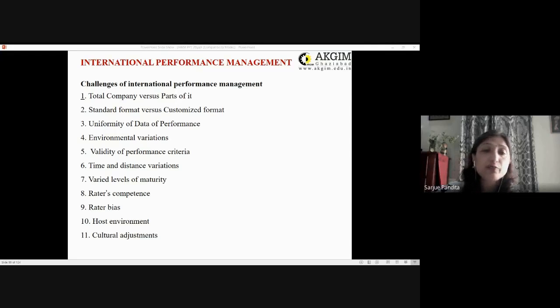Then next is validity of performance criteria. When we talk about validity of performance criteria, MNCs use different performance criteria based on contribution to the company and maybe some based on employee traits. When we talk about contribution, it could be profits, ROI, productivity, and if we talk about employee traits, it could be his own skills, analytical skills, judgmental skills, and all that. So each of these criteria may not be valid for local settings of a subsidiary.